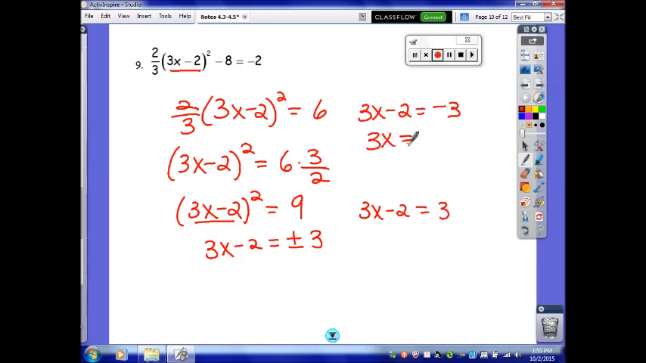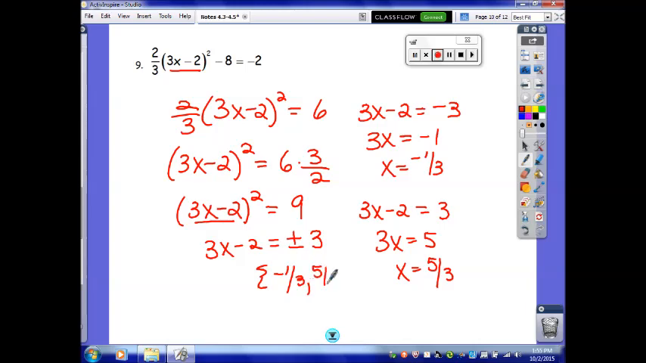3x is equal to, add 2, that's negative 1. So x is equal to negative 1/3. All right, add 2, you're going to get 5. So x is equal to 5/3. So my two answers are negative 1/3 and positive 5/3.